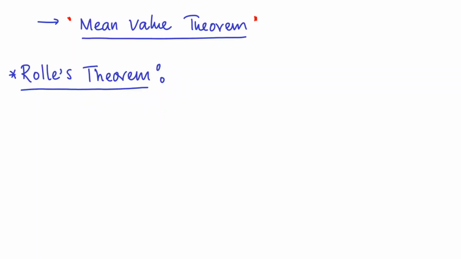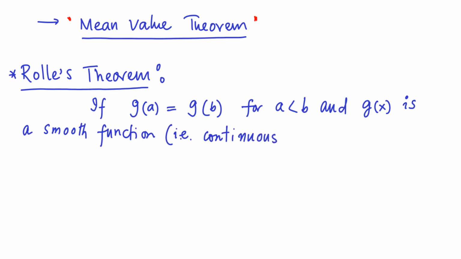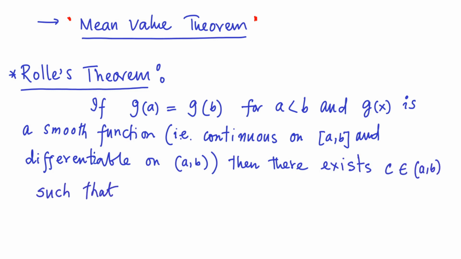Here, in order to prove the mean value theorem, we shall be using the result of another theorem known as Rolle's theorem. The statement of Rolle's theorem says that if g of a equals g of b for a less than b, and g of x is a smooth function, that is, it is continuous on a closed interval a comma b and differentiable on an open interval a comma b, then there exists a point c such that g prime at c is equal to 0.